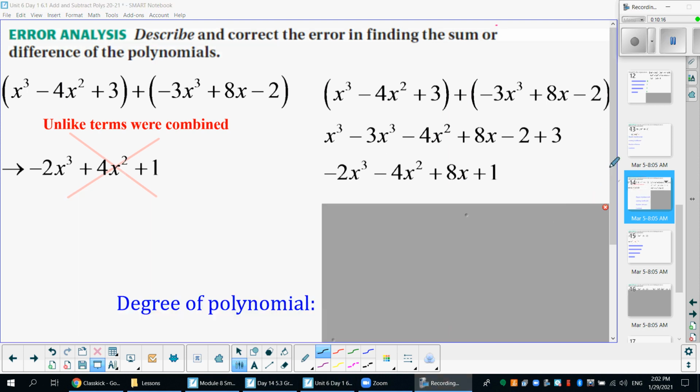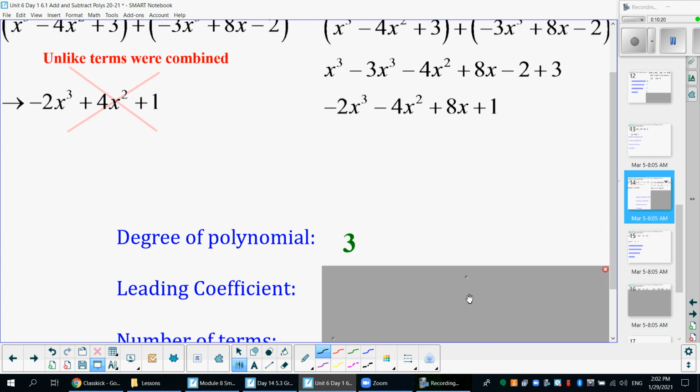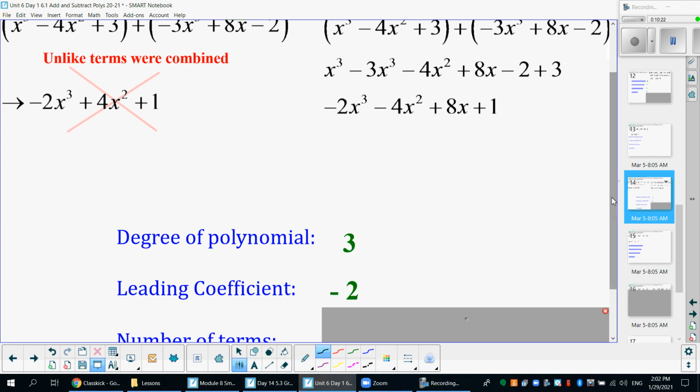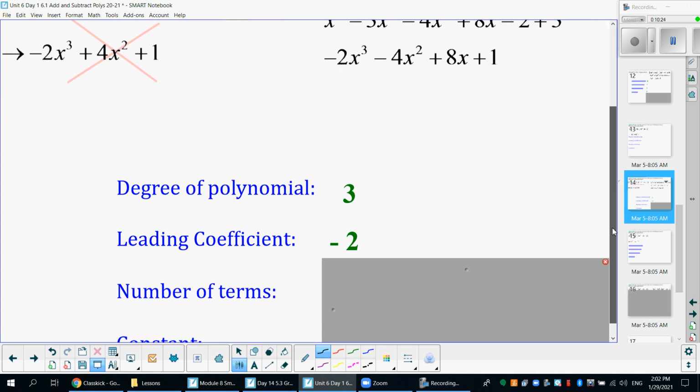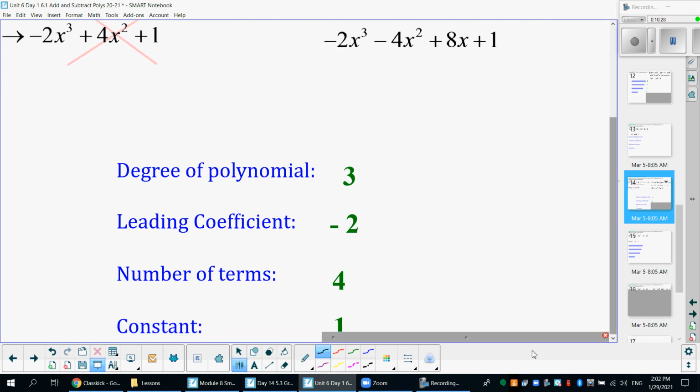Now, if we talk about the key features, what's the degree of our polynomial? Our degree is 3. The leading coefficient would be negative 2. We have 4 terms, and the constant is 1.